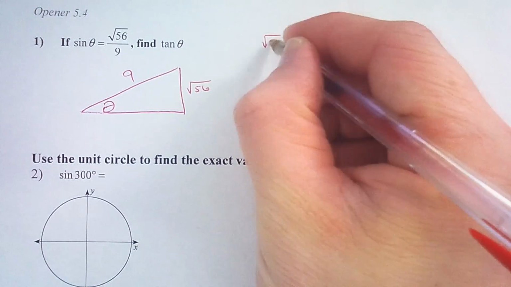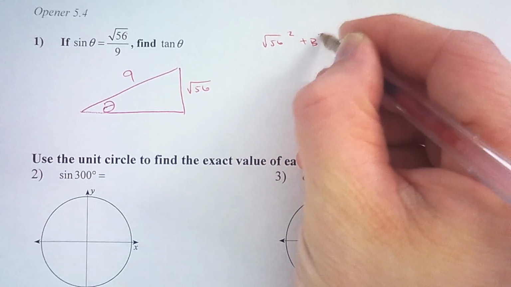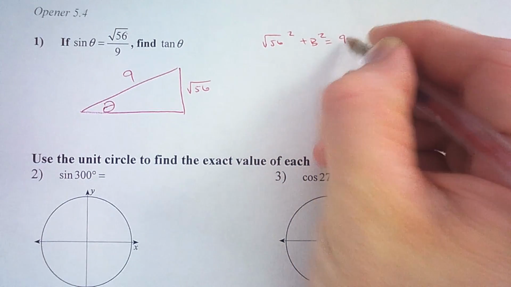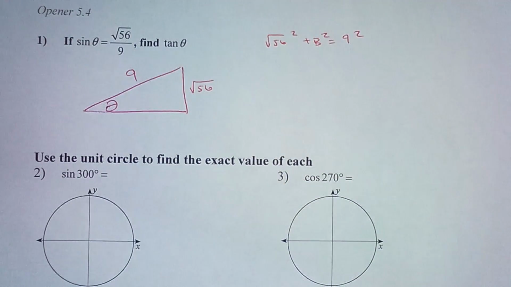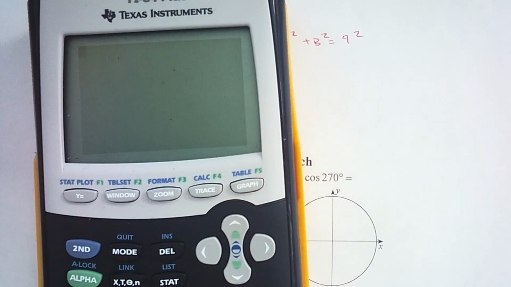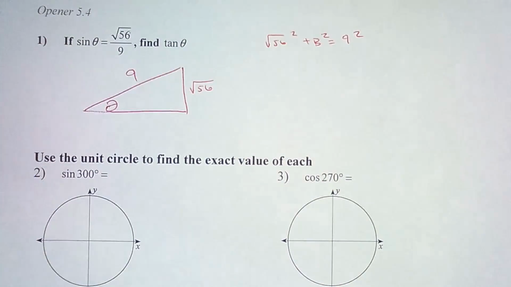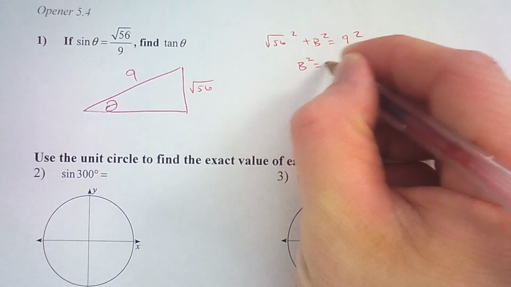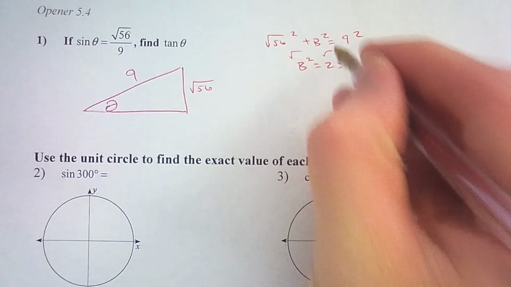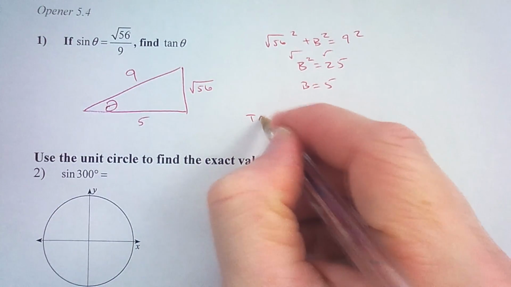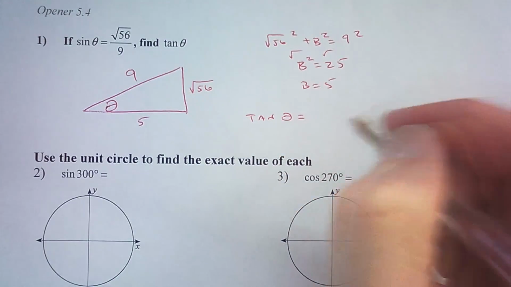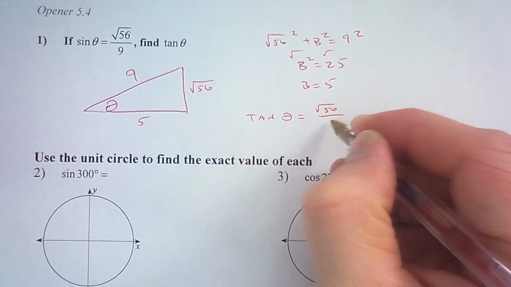So square root of 56 squared plus b squared equals 9 squared. Okay, so we will subtract the square root of 56 squared. So 9 squared is 81 minus the square root of 56 squared, which is 56, and that's 25. So b squared is 25. So we take the square root and we get b is 5. So tangent theta is the square root of 56 over 5.